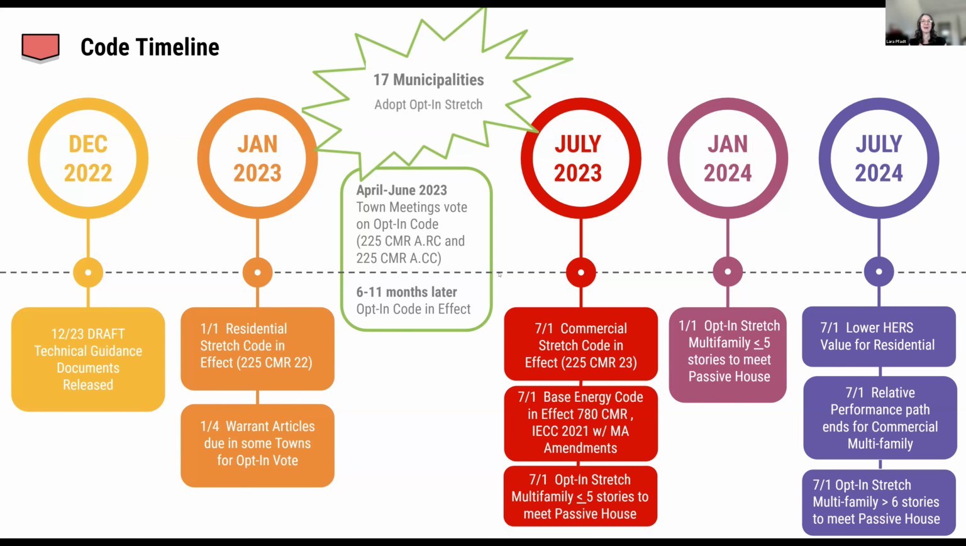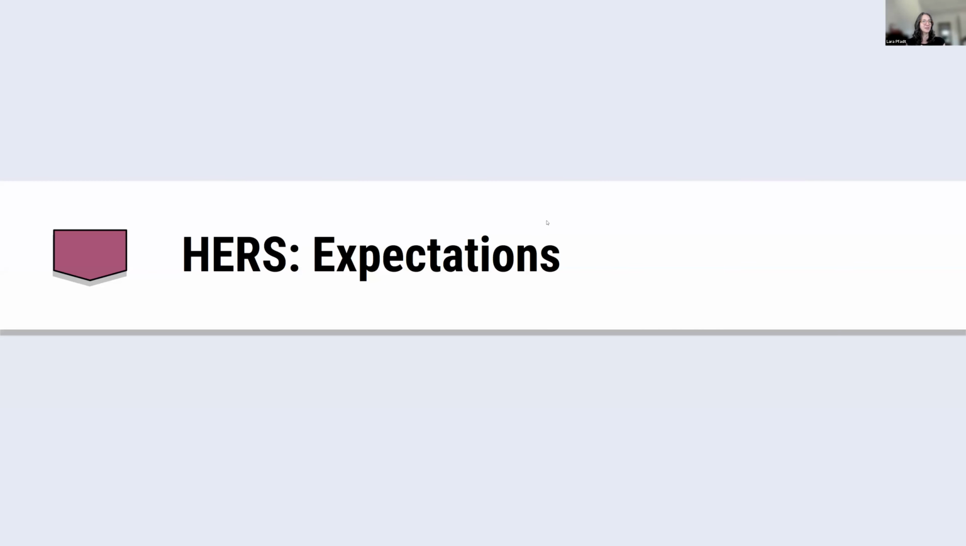So here we are just before July, getting ready for the commercial stretch energy code to come into place, and the base energy code with amendments, and then the opt-in multifamily coming into place for a few of our communities that got in early. And then, as we know, moving into January, we'll have a few more of the communities that have opted in come into place at that point. And then finally, we know that in July, just slightly more than a year from now, we'll be lowering our HERS values. Which is a great place for us to kick off and hand it over to our team to discuss what we expect from there. So I believe, Mark, this is you, and thank you all for your time.